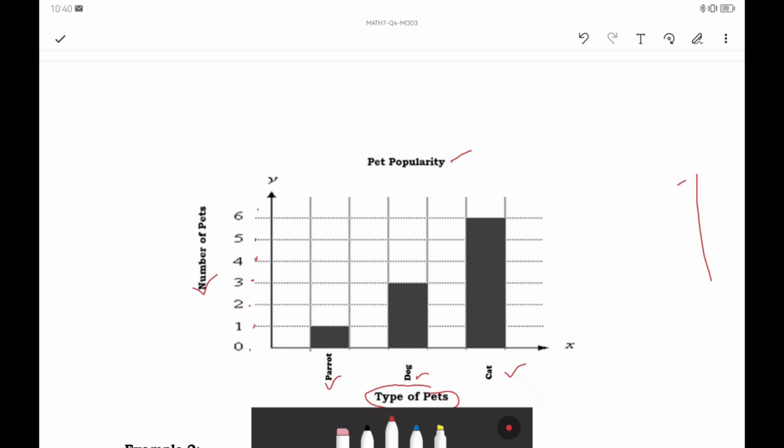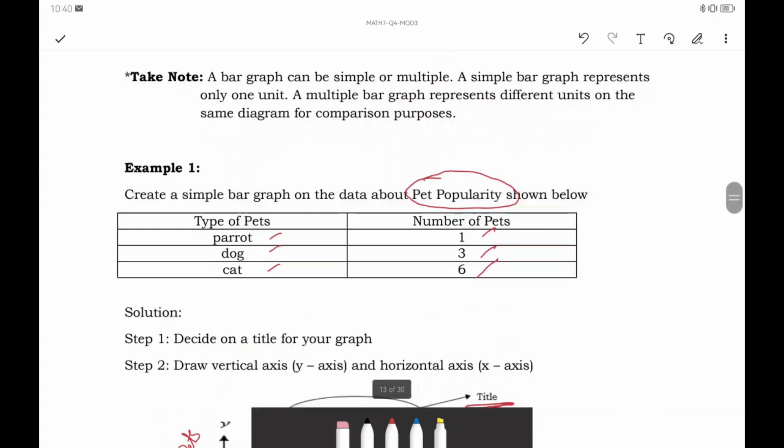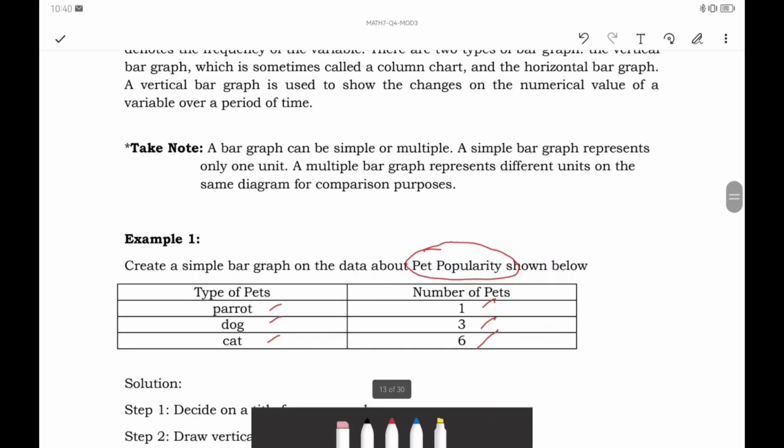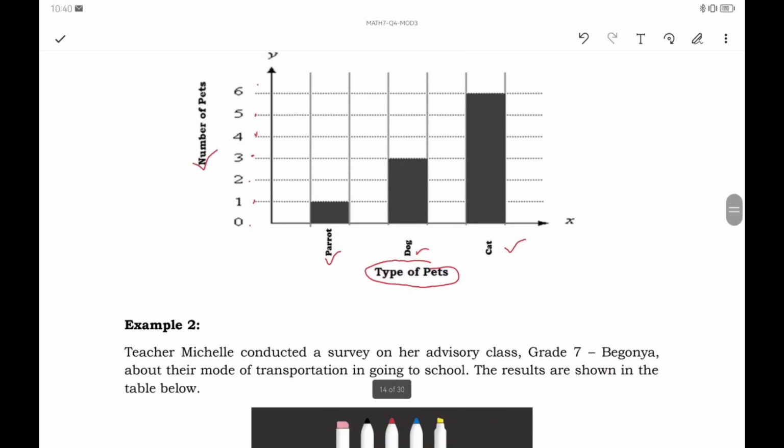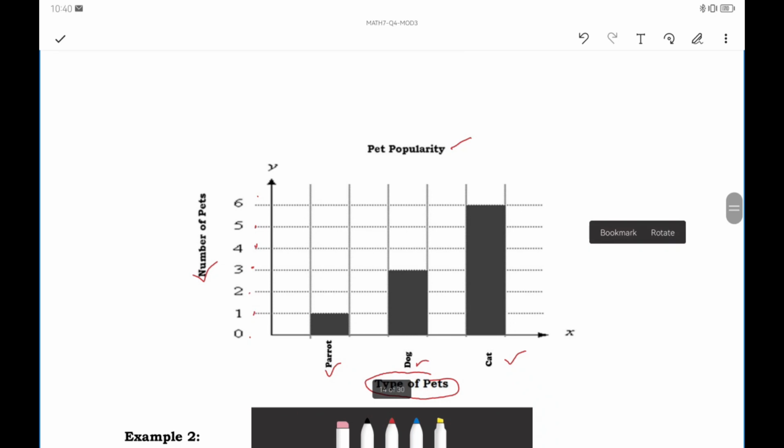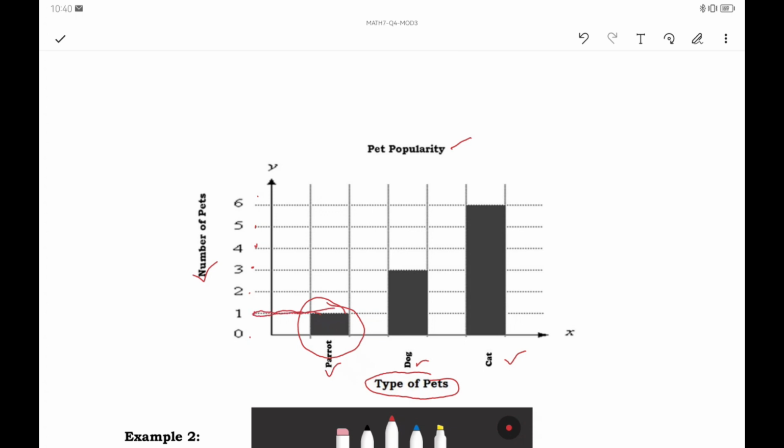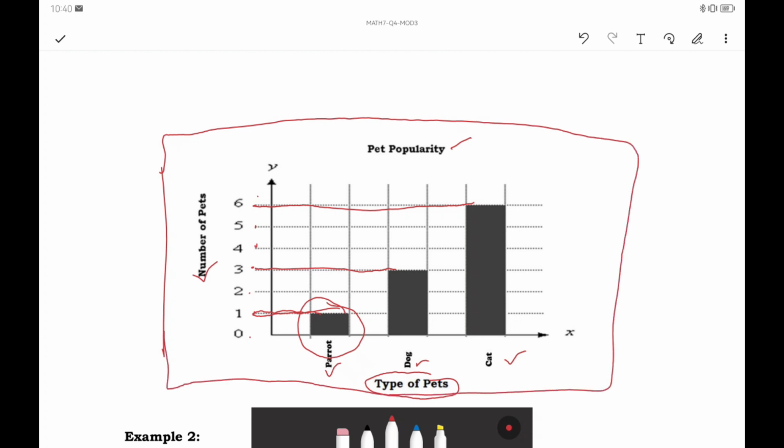Now, in our parrot, in the table given, we only have 1 parrot, 3 dogs, and 6 cats. So we have here 1 parrot. This is 1, 3 dogs, and 6 cats. So this is now what your bar graph will look like if you followed all the instructions or the steps in how to make a bar graph.